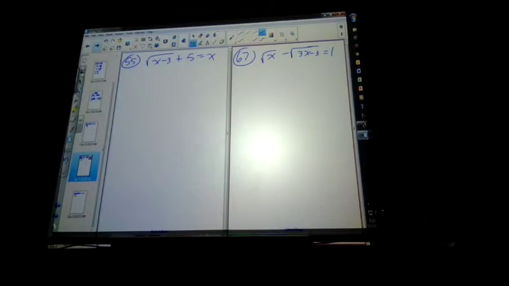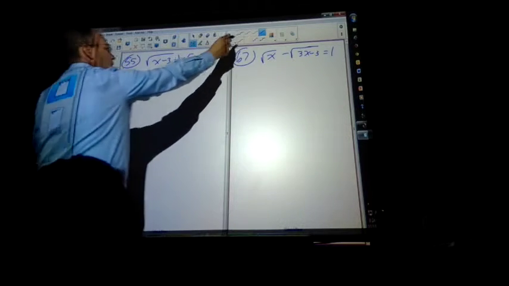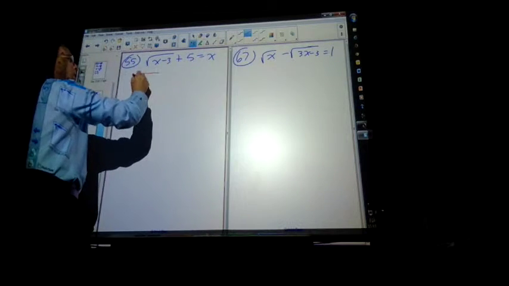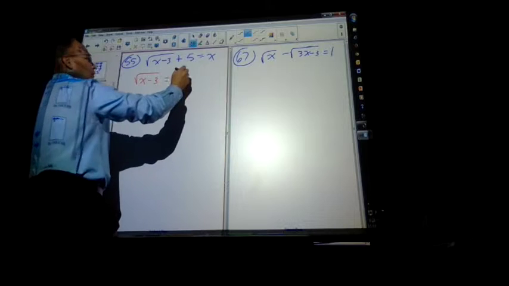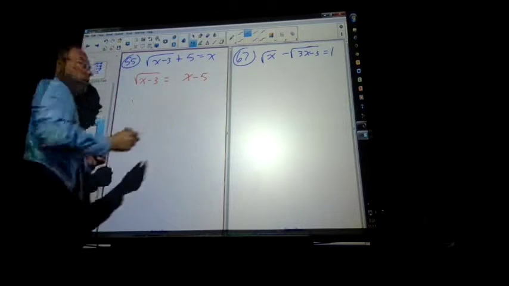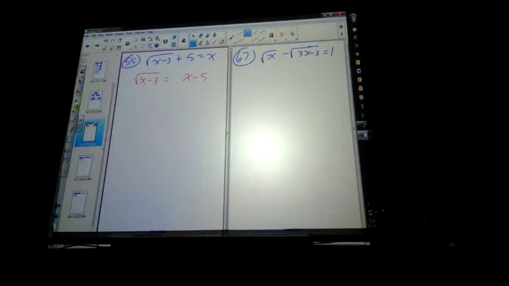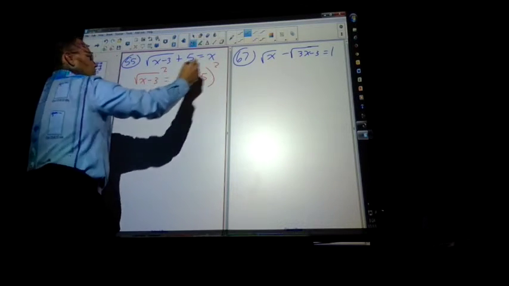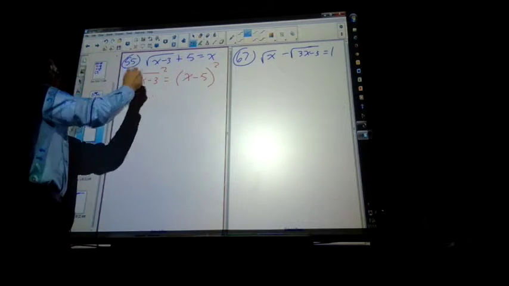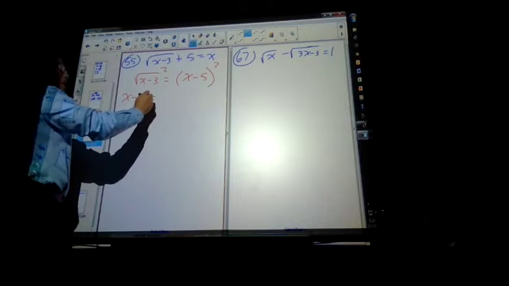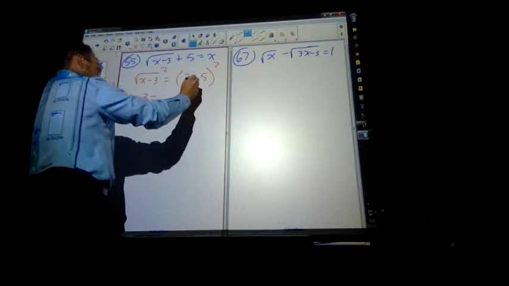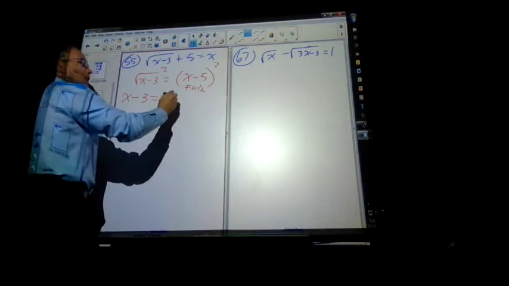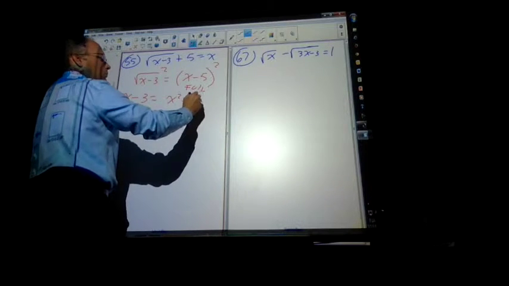Problem number 55. I'd like to solve this, so I think the first move I should do is I need to move the 5 over. So I wind up with x minus 5 over here. Okay, so now I have two different things. I think it's important to put this in parentheses. Square both sides. That's going to do the radical, so I'm left with x minus 3 over here. FOIL this out. So that's going to give me x squared minus 10x plus 25.